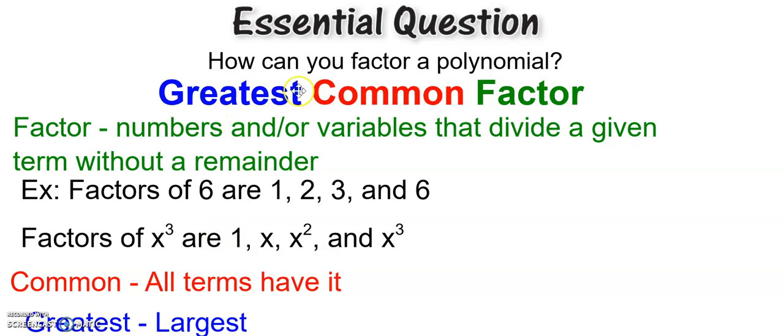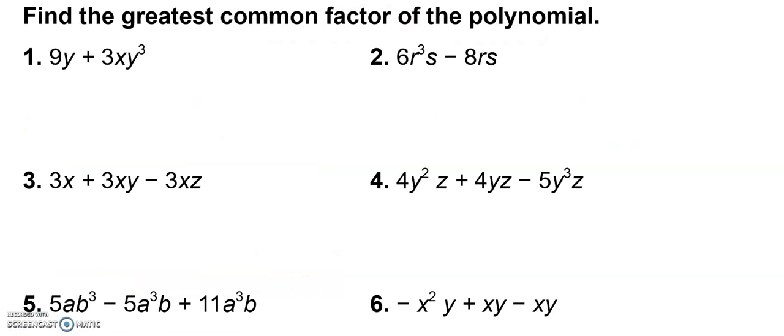But we were talking about the greatest common factor. Common just means that all of the terms are going to have it, right? They have it in common. And hopefully you have an idea of what we mean when we say greatest. So we're talking about the largest thing that they all have in common as a factor. All right, so here we're going to do some examples, and we're going to look at just identifying and then taking out the greatest common factor.